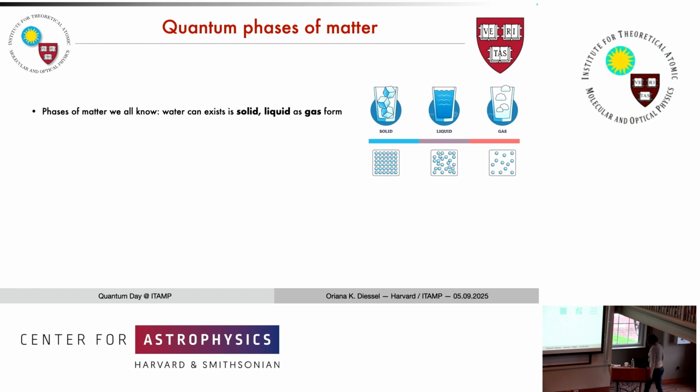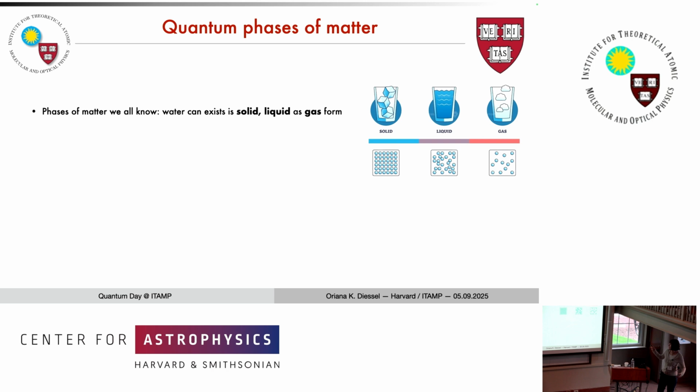We all know different phases of matter from the example of water, right? Water can be liquid. If we cool it down, it freezes and becomes a solid. If we heat it up, it can be in its gas form. These are what we call different phases of matter. And there are not only three phases of matter, but in fact many more.